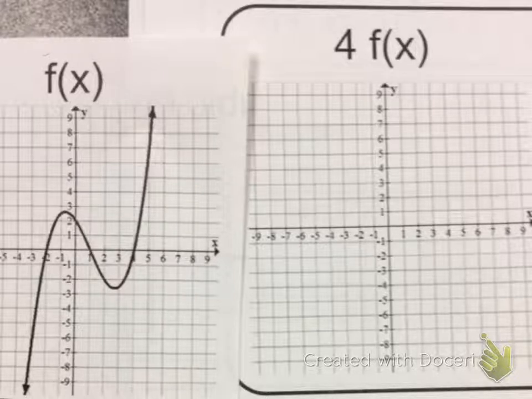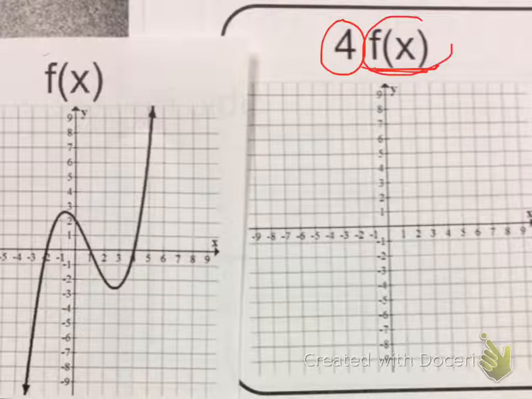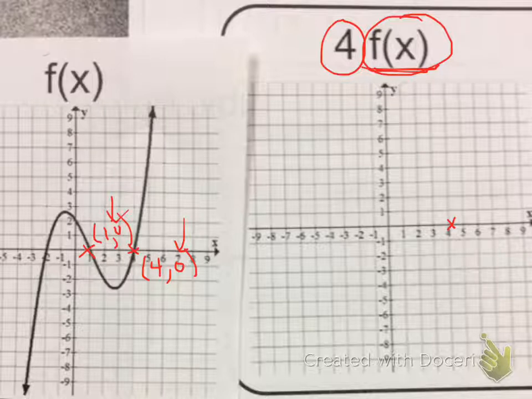Alright, so on this next graph, what do we think we're going to do with this 4 out front? If we notice that it's in front of the f of x and it's attached by multiplication, what are we going to do with our y values? Because this is an entire y value. It says multiply our y values by 4. So if I'm looking at this ordered pair, 4, 0, and I multiply the y value by 4, I still am going to be at 4, 0. If I take this ordered pair, 1, 0, and multiply the y value by 4, I'm still going to be at 1, 0.